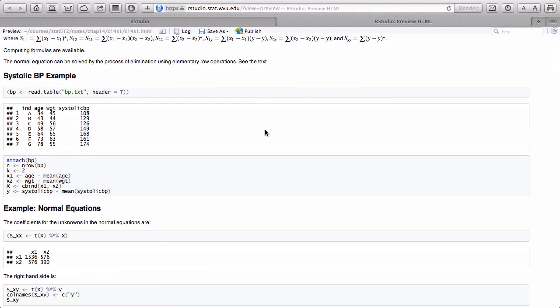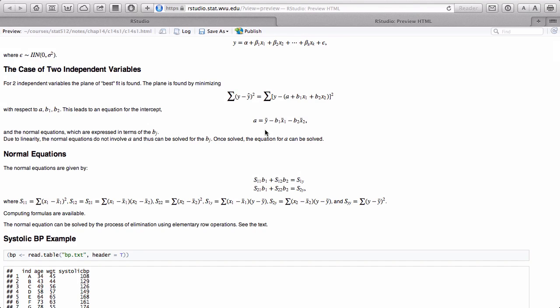But how do we do it in R? Doing it by hand is a little bit tedious, and the book goes through an example where you actually compute this by hand. But how do we do it in R?